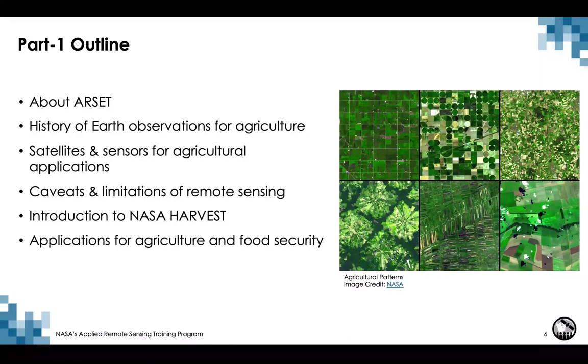The outline for this webinar is as follows. We'll provide a brief background on the RSET program, a historical timeline of how Earth observations have been used for agriculture, specific satellites and sensors for agricultural applications, caveats and limitations of remote sensing, an introduction to the NASA Harvest program, and applications for satellite remote sensing for agriculture and food security.